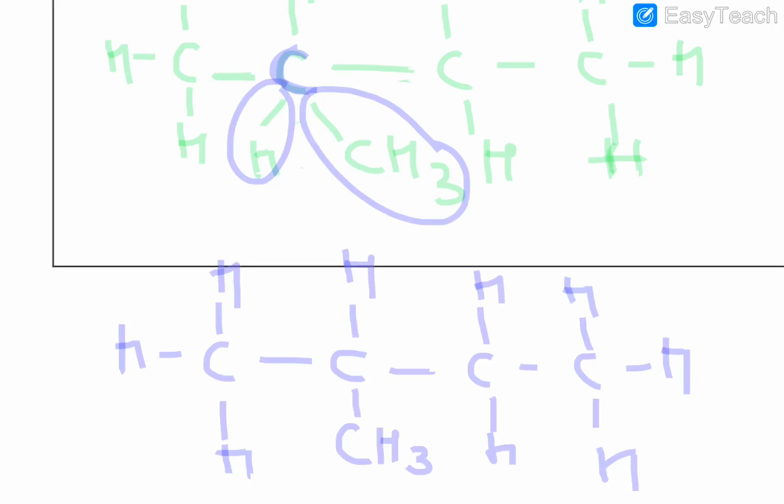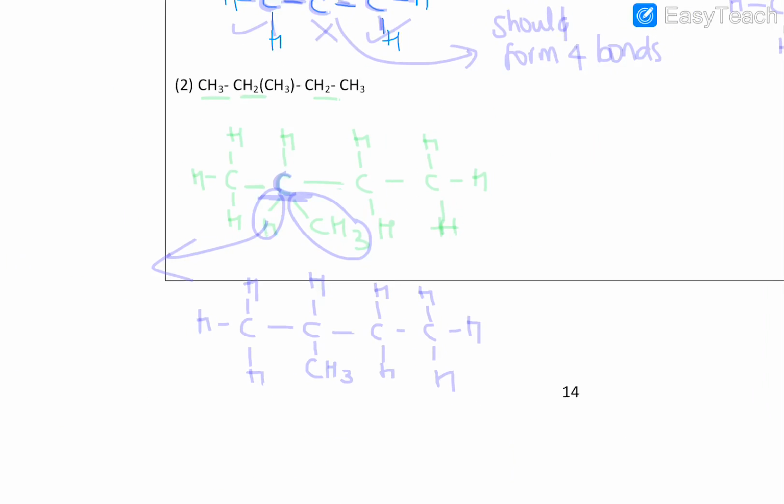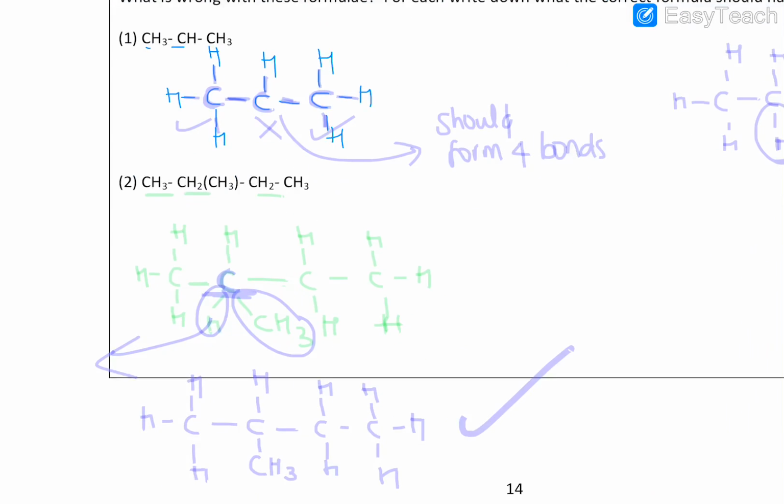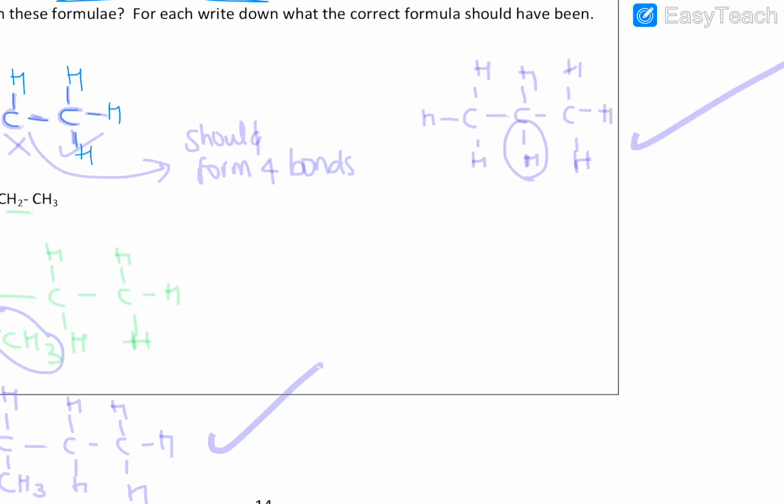Okay, so this carbon is forming 5 bonds, so it should form only 4 bonds. So either you remove this or you remove this to get the correct structure. I've chosen to remove this one. Sorry. Yeah, this one goes. Okay, so these are the correct structures. This and this.